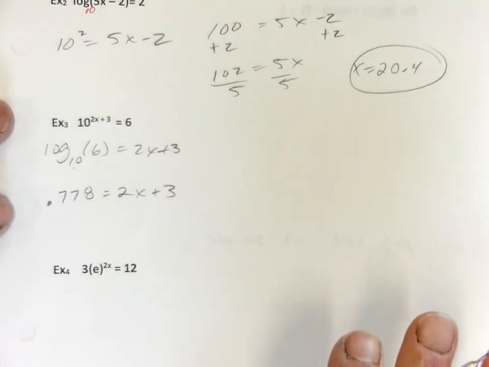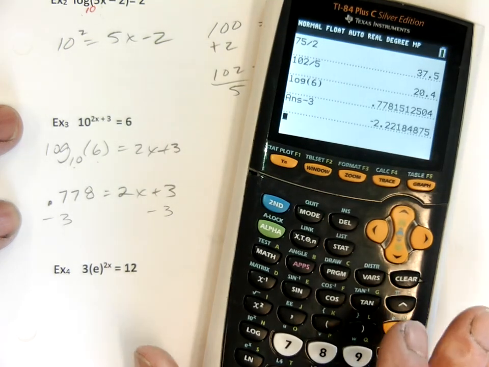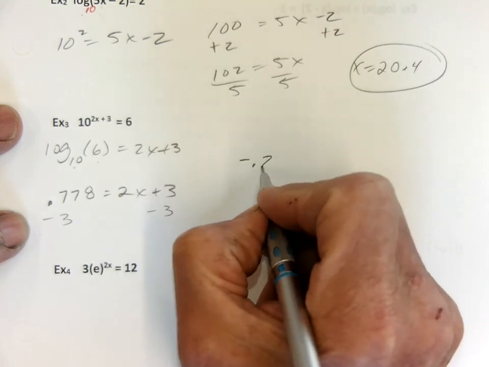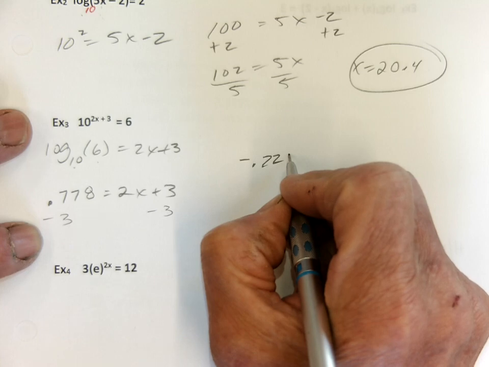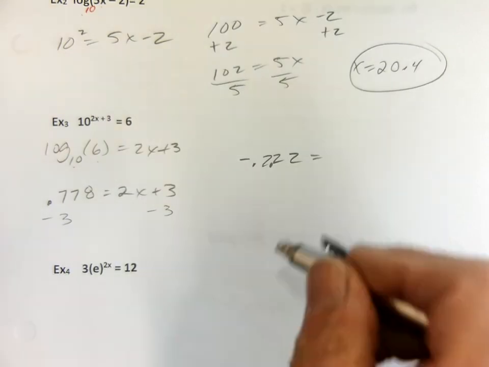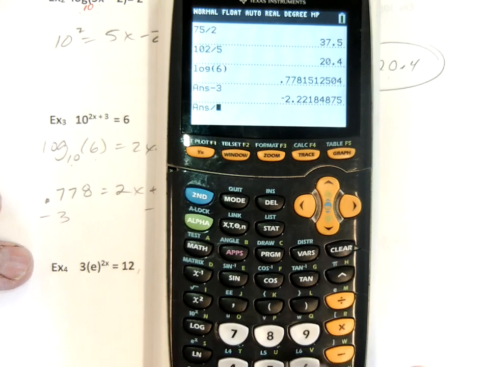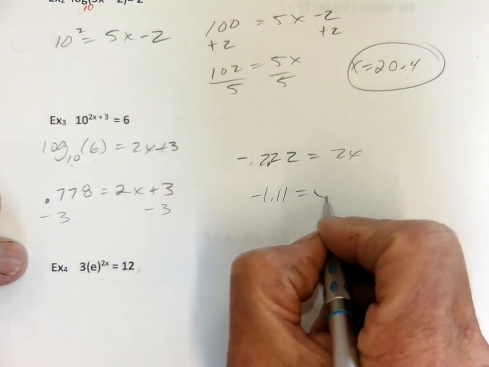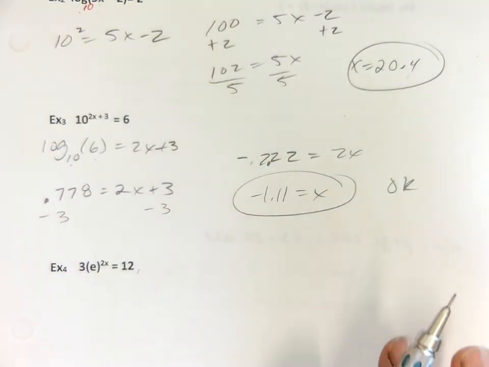Okay, I'm going to solve. Minus 3, subtract 3, and I get about negative 2.22. I get a negative 0.222, I guess. Yeah. Oops, I got the decimal in the wrong place. There you go. Equals 2x, divided by 2, and I get an answer of about negative 1.11. And negative exponents are okay. That is okay. You can have a negative exponent, you just can't have a negative log.